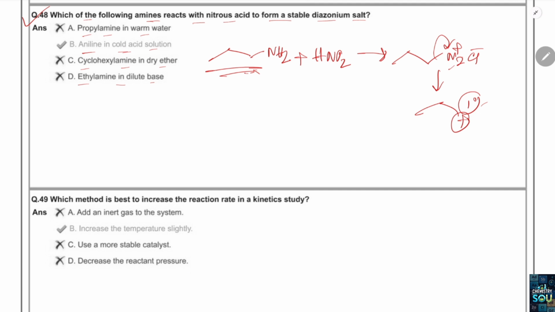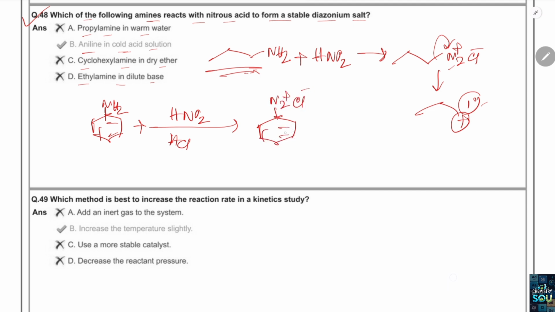Aniline in cold acid solution. This is NH2 aniline. In the cold acid solution, we give HNO2 and HCl. This is a cold condition. It will generate the diazonium salt N2+ Cl minus. But this aromatic ring will stabilize the N2 system. So this is a stable moiety. So the correct option will be option B.